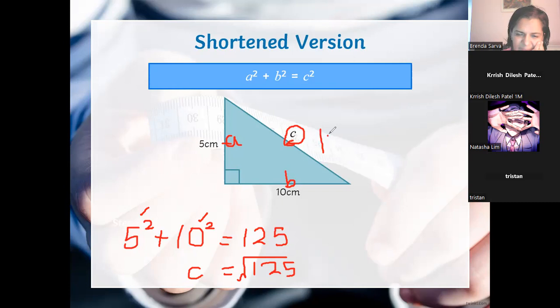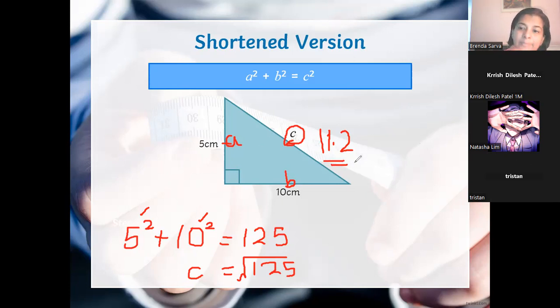$12. Right? No, not 12. Don't round off. It's 11.2. Round it off to one decimal place, because 12 squared is 144. Do you understand? Don't round off to the whole number. Only round off to one decimal place, because that won't be accurate.